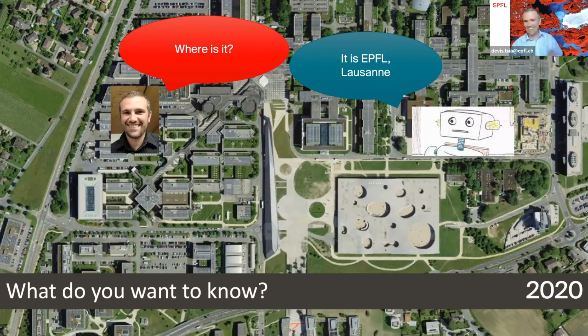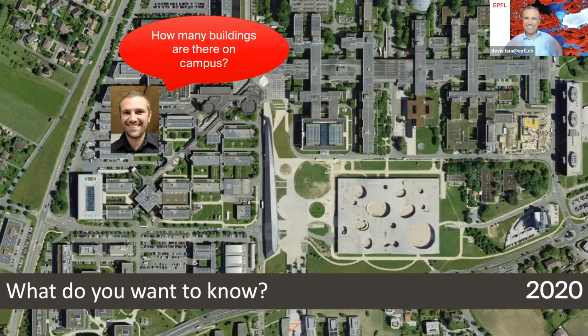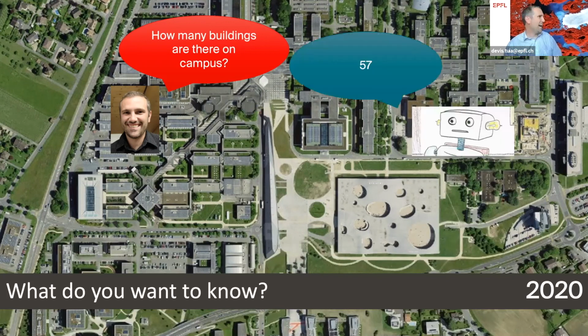So the second question I usually come up with is how many buildings are there on campus? And basically the thing I would like to happen is that the same model without any change will be able to answer and say, I just made up a number, 57, okay?